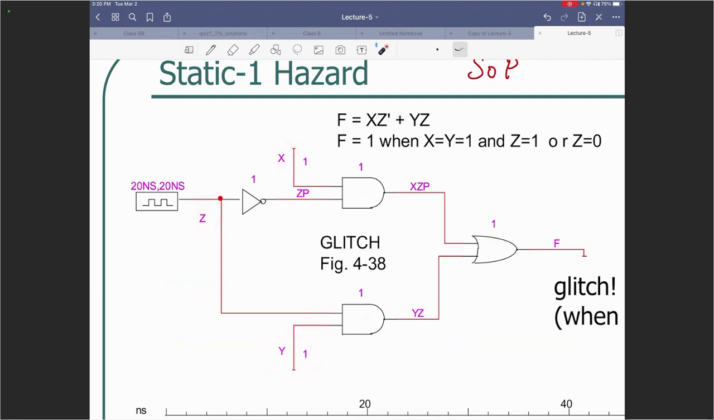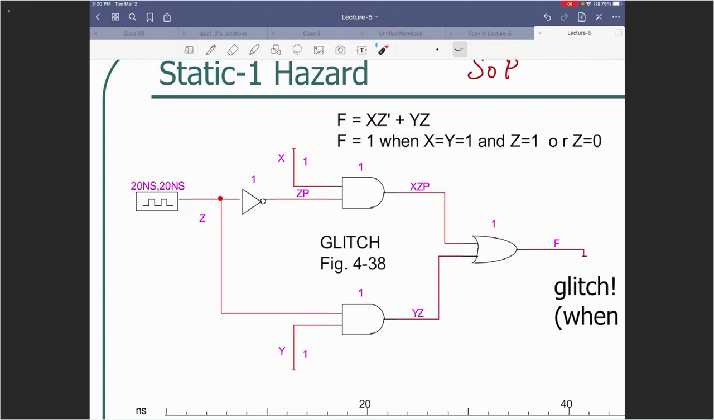And to be able to look at static one hazards, we only change one input. We are only changing Z here. We are fixing X to a one. We are fixing Y to a one. What is the function itself? It is X AND Z complement or Y and Z. There's a question in the chat box.